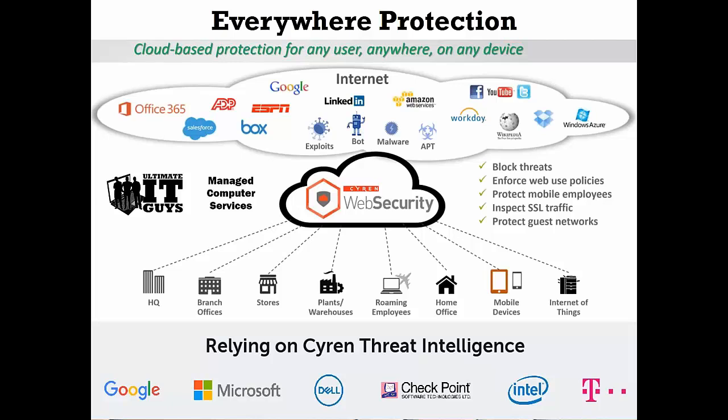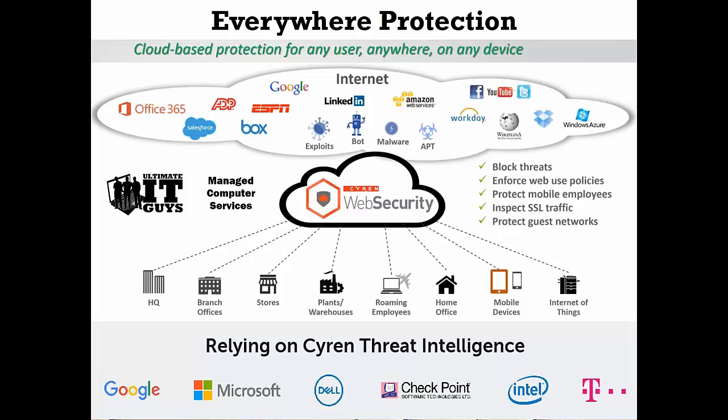Well, now we've got the ability to directly plug into some of those things. And it can protect us no matter where we're at. We can use it to block threats, enforce web use policies, which we already had the ability to do through Bitdefender, but it adds another layer. Also protects mobile employees. It can inspect encrypted traffic, the SSL traffic, and it can protect your guest networks. If you're allowing Wi-Fi access at your office, it can protect that as well.